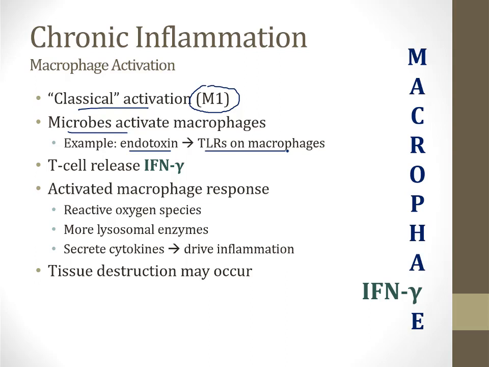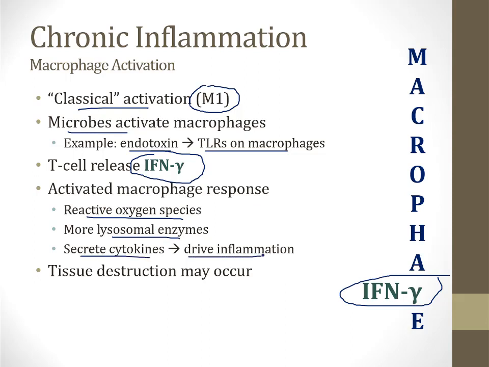And what they do to drive classical activation of macrophages is T cells release IFN-gamma. This is very important for activating the M1 macrophages. And an easy way to remember this is that there is one G in macrophage, and it stands for IFN-gamma. Once macrophages are activated via the classical pathway, they respond by generating reactive oxygen species. These can be used to kill microbes. They also synthesize more lysosomal enzymes to kill microbes, and they also secrete cytokines which drive inflammation.